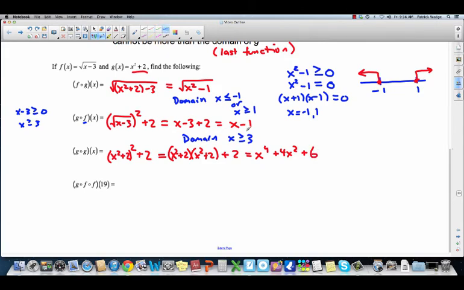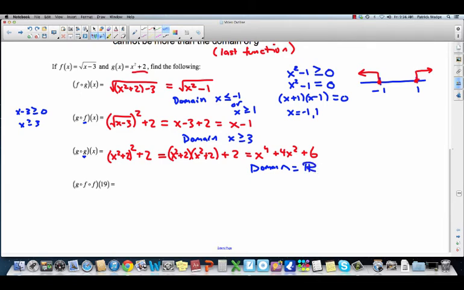Domain. Okay, if we look at what we've just found as our answer, is there anything x can't be? No, x can be anything there, it doesn't matter. We also need to look at the second one, which is g. Is there anything x can't be here? No, it can be anything. So domain is all real numbers. It doesn't matter what value x is.